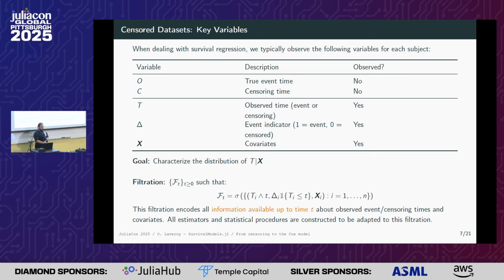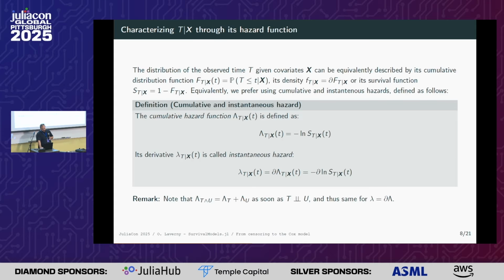The estimator and statistical procedure that we construct will have properties related to this filtration, martingality, and stuff like that. The characterization of the distribution of T given X is done usually through what is called the hazard function. You might know that a random variable can be characterized by its distribution function, by the density, by the survival function, which is 1 minus F.